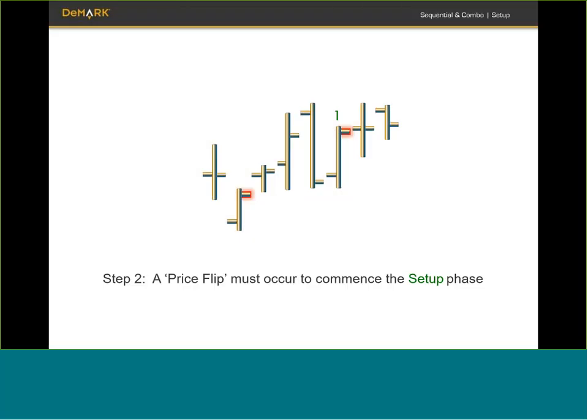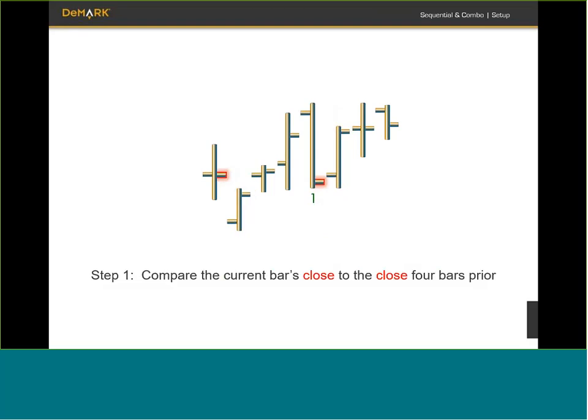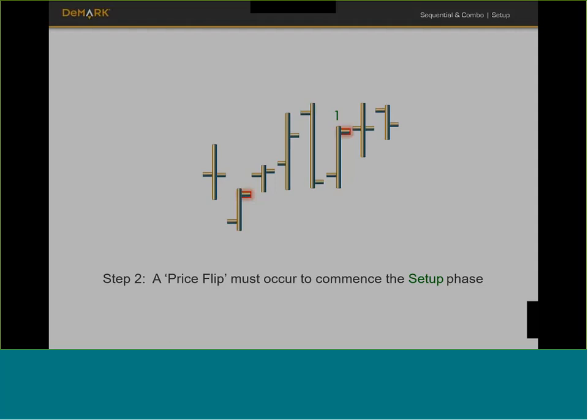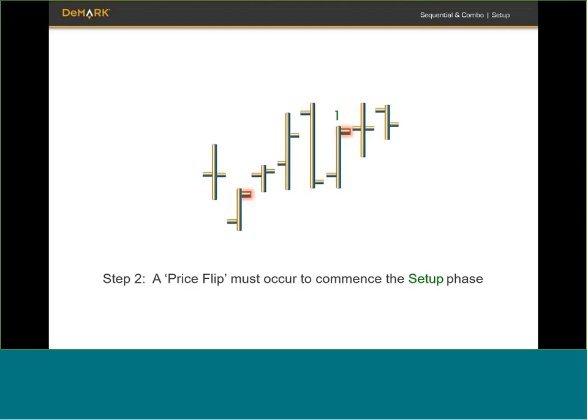So the setup starts first with a price flip. The price flip occurs, and if I flip back a slide here, the price flip occurs when we go from having a setup count in one direction, where the close is lower, in this case, than the close 4 bars prior, to a change in direction where the setup is above the bar, above the count, with a close higher than the close 4 bars prior.